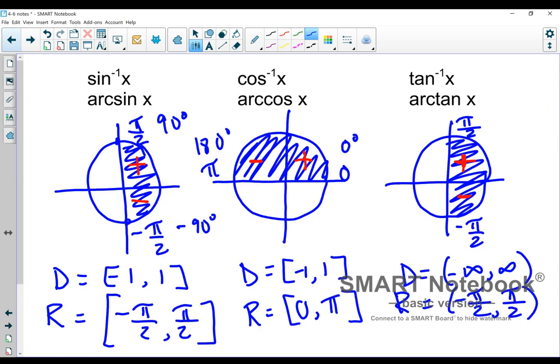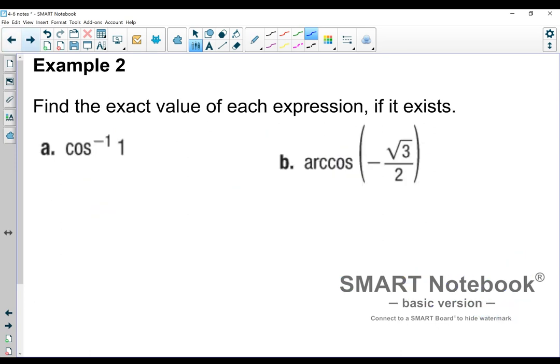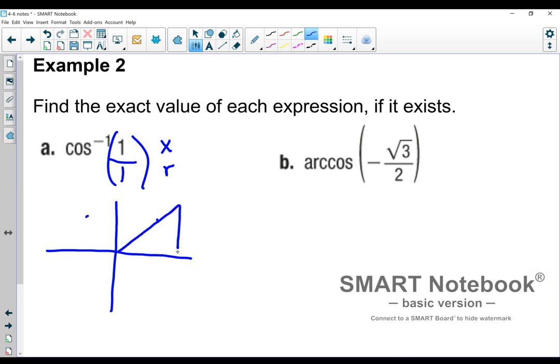Oh, you know what? I think I skipped an example. Or maybe I didn't. I guess we're on example 2. So I have a cosine inverse of 1, so I'm going to make it 1 over 1. So now I've got a fraction. So if I'm looking at cosine, I have x over r. So this is my x side. This is my r side. So that means that when I draw this out, because they're both positive, I know cosine's either here or here. Since it is positive, it's going to go in quadrant 1.